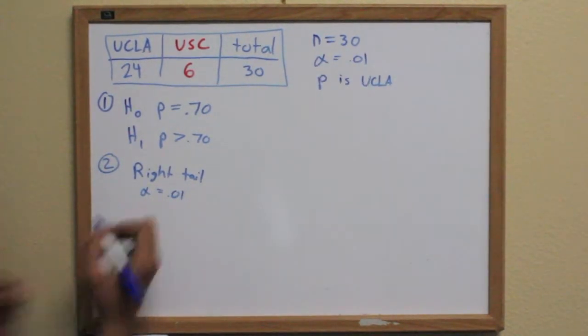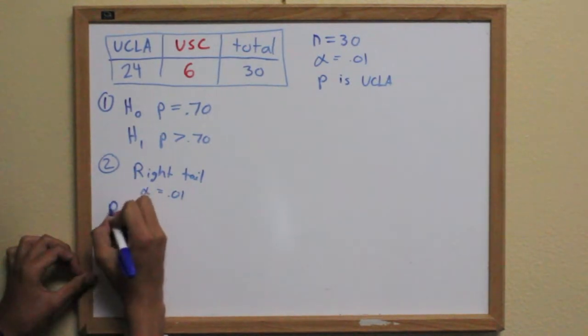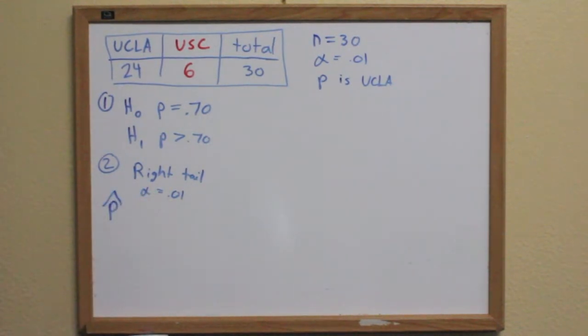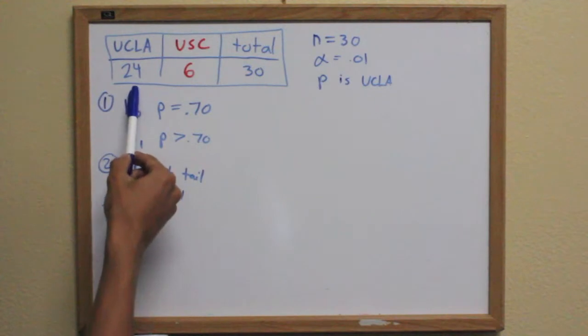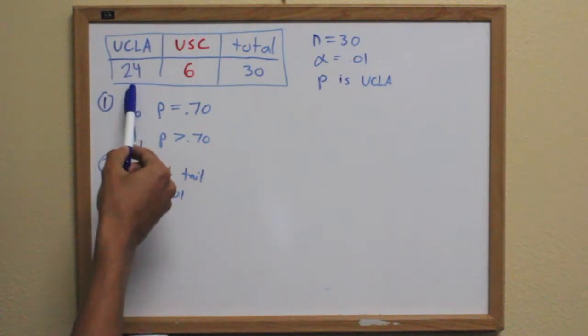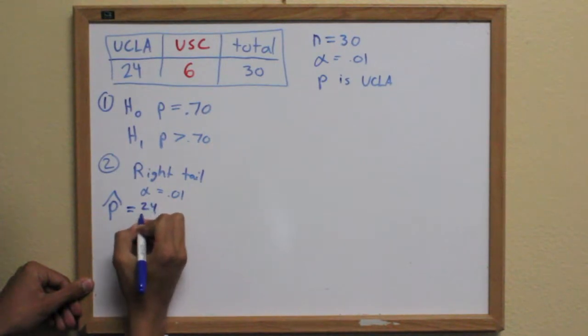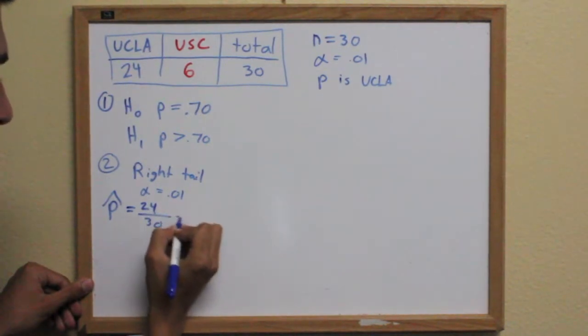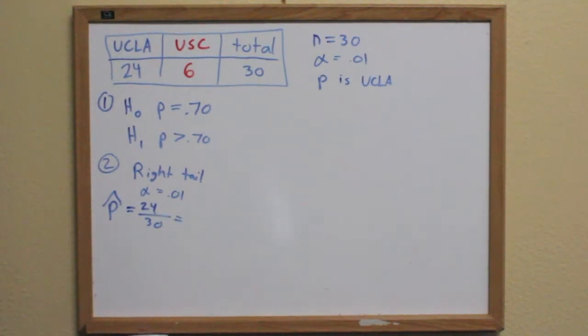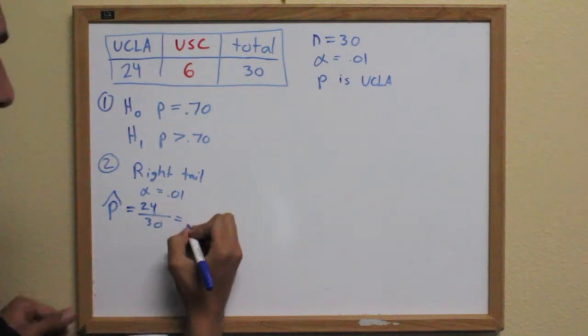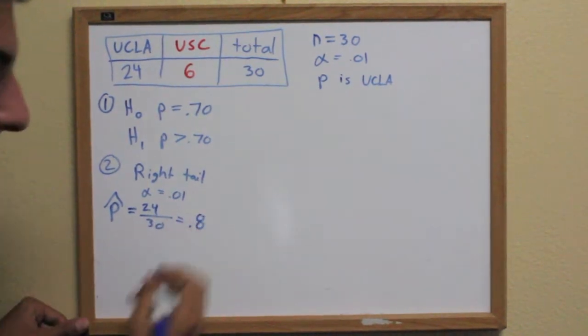Alright, so we're going to find P hat, which is the total number of UCLA votes, which is 24, over the total. When you use your calculator and divide that, you're going to end up with 0.8.